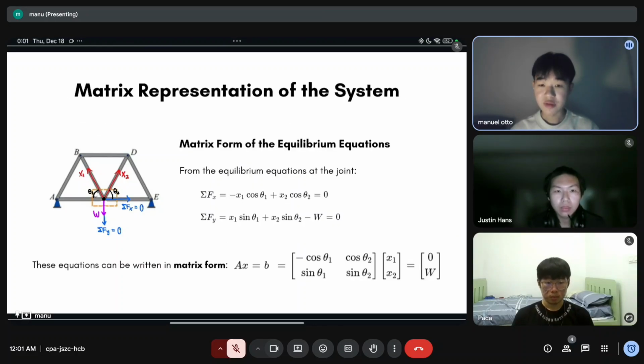And from those equilibrium equations, we can rewrite them in matrix form. This is where linear algebra comes in. Instead of solving equations one by one, we combine them into the standard form Ax = b, where all equations are represented neatly in the matrix. This makes the system easier to analyze and solve, especially for larger structures.